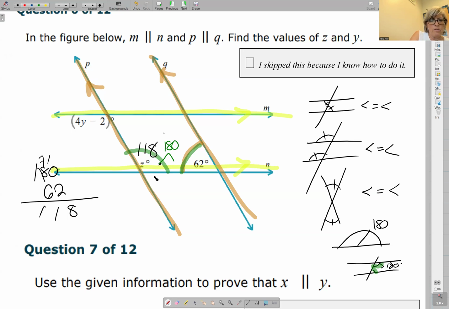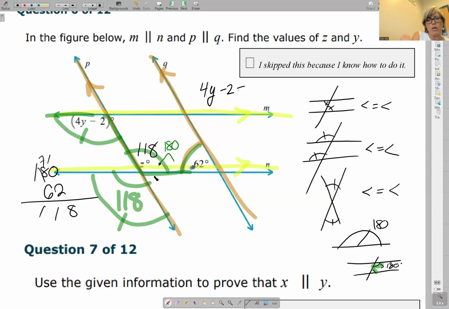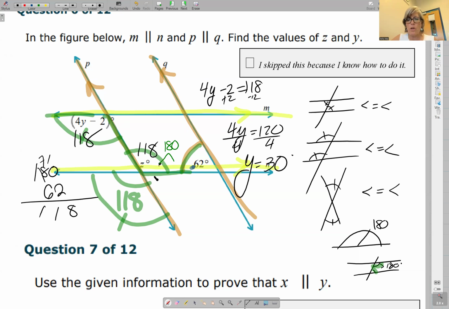That's 118. Then I take a look here, and if that's 118, it's going to walk it down. This is also 118. And I could do armpits of the Z, which means that's 118. It's also corresponding. So now I could do this math. 4y minus 2 equals 118. 4y equals 120. Or y would equal 30. So keep that chart close by in your reference booklet.